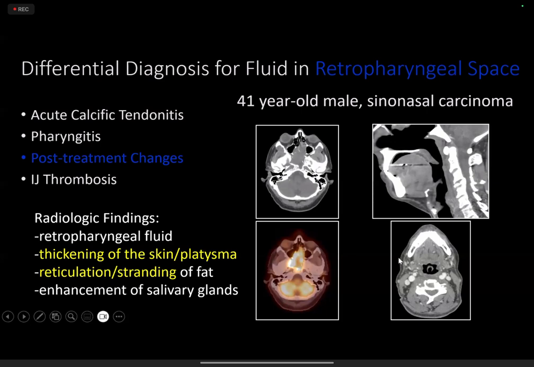You may see thickening of that platysmal muscle. This patient also has some stranding and reticulation of the fat, both superficial and deep to that platysmal muscle. And oftentimes you see this robust heterogeneous enhancement of the submandibular glands. So again, this is a normal finding in the post-radiated neck.